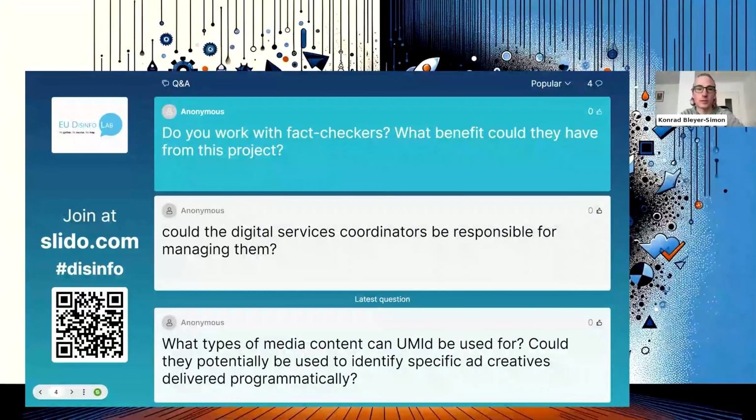And then regarding the question on fact checkers, whether we cooperate with them and how they would benefit, we do cooperate with them. So we have, I think, three or four fact-checking organizations that are part of the process. And one of them asked me the same question. I don't remember what exactly I told them, but they signed up. So I guess that convinced them.